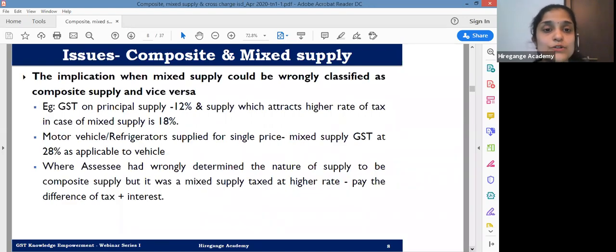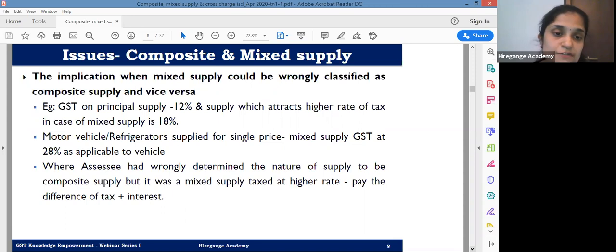Next. What could be some of the important issues in the context of multiple supplies? Like I said, if a mixed supply is wrongly classified as a composite supply or vice versa, the consequences could be disastrous for a business. An example could be, the GST on the principal supply could be getting paid at 12%.